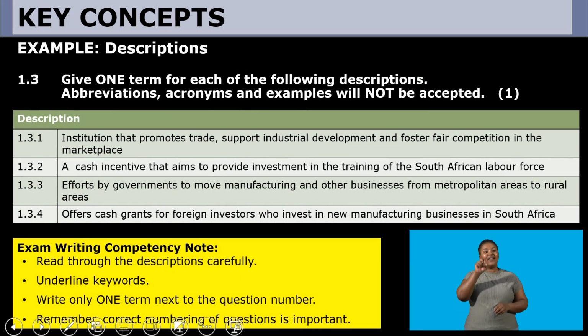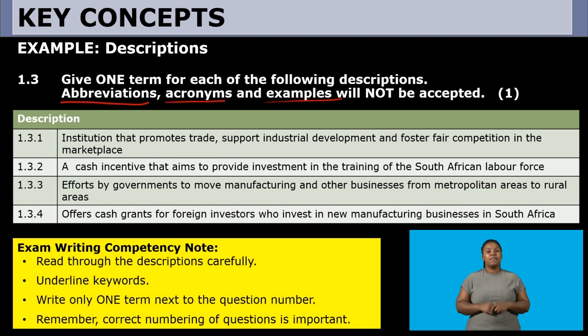Now 1.3 questions require you to give a correct term from the given descriptions. Once again, abbreviations, acronyms, and examples will not be marked as correct answers, so they are not accepted. So you read your descriptions. 1.3.1: an institution that promotes trade, supports industrial development, and fosters fair competition in the marketplace. 1.3.2: a cash incentive that aims to provide investment in the training of the South African labor force.